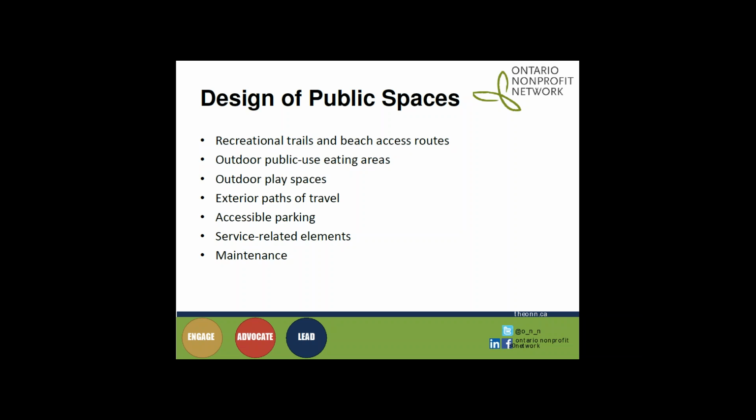Again, like the Design of Public Spaces standard, it's on a go-forward basis, so any existing spaces and buildings are grandfathered. But if you're doing any redevelopment or building a new public space or a new building, you definitely will have some obligations to ensure that they're accessible.